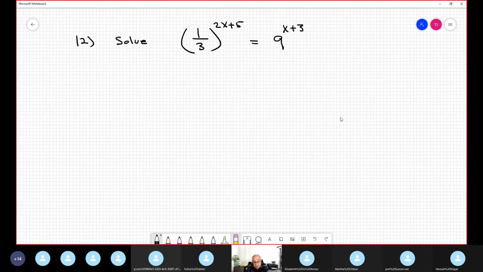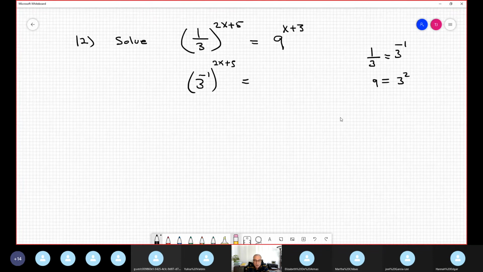In this case, you can, because in one corner of the piece of paper, I know that 1/3 is 3 to the exponent -1, because -1 is the reciprocal, and 9 is 3 to the second power. So we can express both sides using the common base, which is 3. Then 3 raised to the -1, which is equivalent to 1/3, raised to the 2x plus 5, is equal to 3 to the second power, which is equivalent to 9, raised to x plus 3.